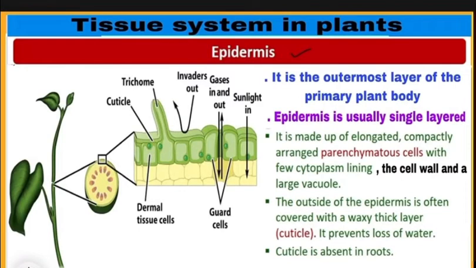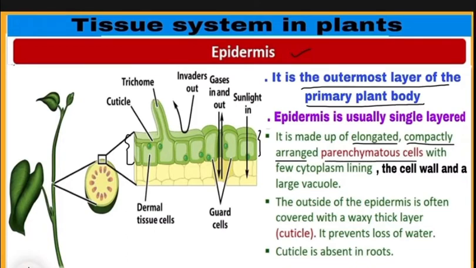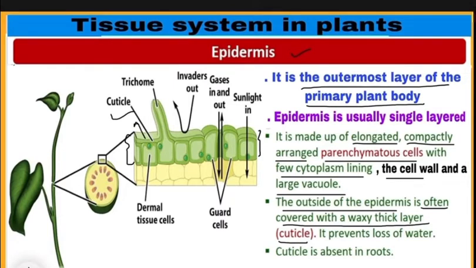Number 1 epidermis. ये outermost layer है plant body की. It is the outermost layer of the primary plant body and it is usually single layer. This is epidermis. It is made up of elongated, these are the elongated cells, compactly arranged parenchymatous cells with few cytoplasm lining the cell wall and a large vacuole. The outside of the epidermis is often covered with a waxy thick layer called cuticle. This is the cuticle present outside the epidermis and it prevents loss of water. Cuticle is absent in roots.